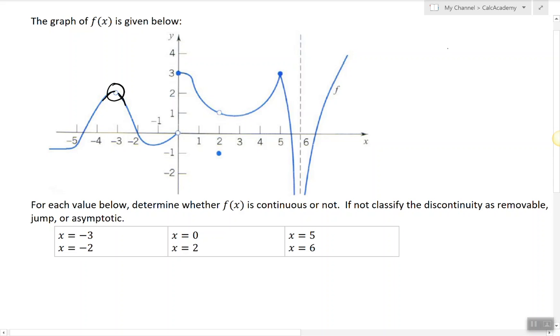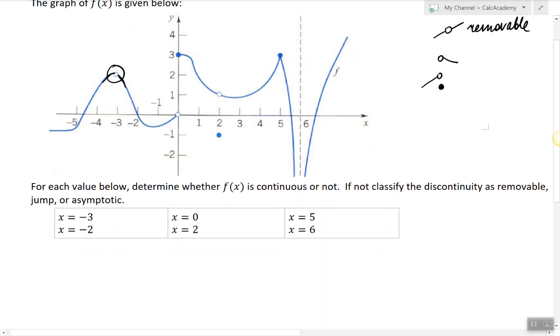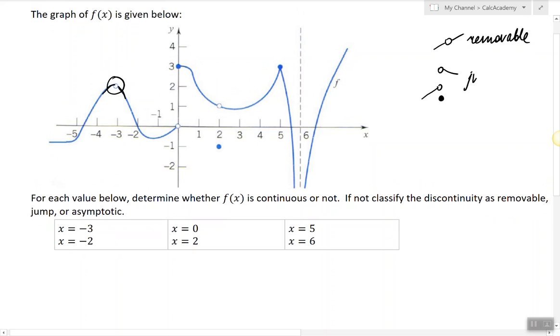Well, there are 3 types. When it looks like this, it's called removable. When it looks like this, so it gets disconnected and then appears on the other side, regardless of the value of the function at that point, then such discontinuity is called jump. And when you have an asymptote on one or another side, then such discontinuity is called asymptotic. So in this case, we see that at -3 we have removable discontinuity.